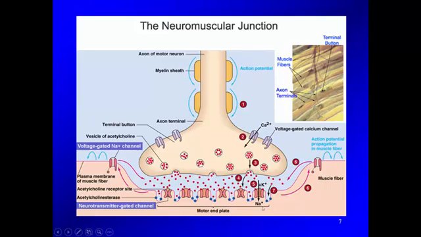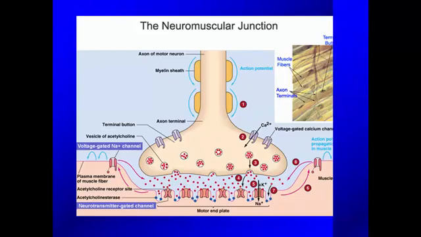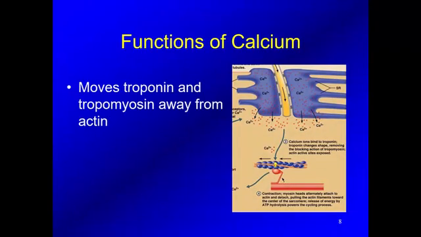Anyway, sodium comes in, and that makes the inside of the muscle fiber more positive. It's called depolarization, when it gets more positive inside. That depolarization causes calcium inside to be released. The calcium is stored in cisternae. Remember, that's in large portions of the sarcoplasmic reticulum, the other name for endoplasmic reticulum.